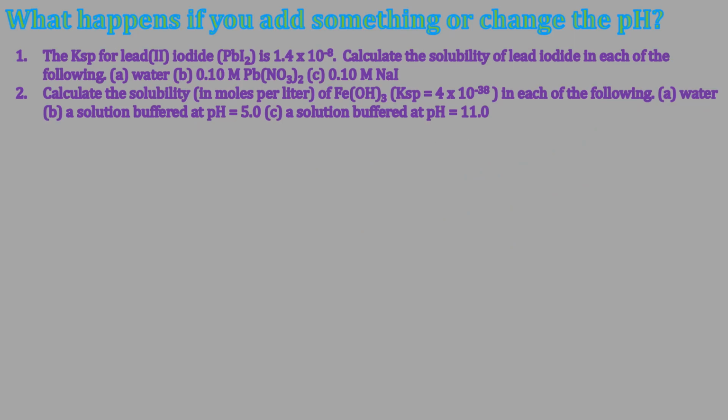All right, so what happens if we add something or change the pH? This can get a little weird sometimes, so pay attention. All right, so we have lead 2 iodide, and we're given the KSP for it as 1.4 times 10 to the negative 8. We want to calculate the solubility.